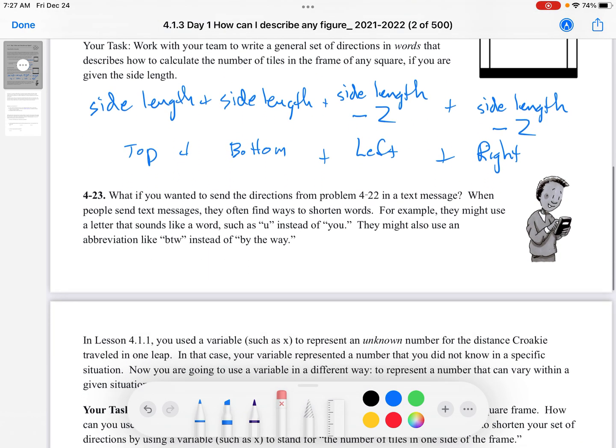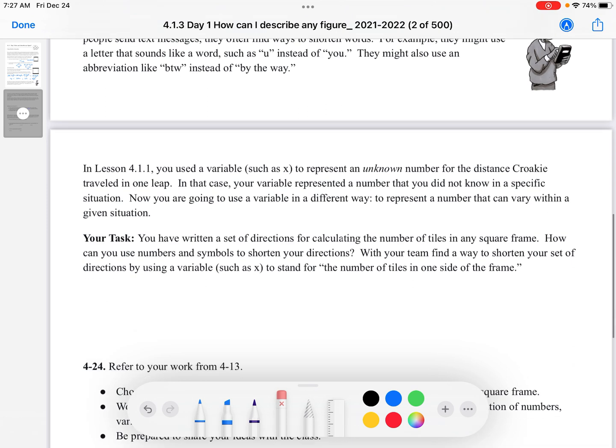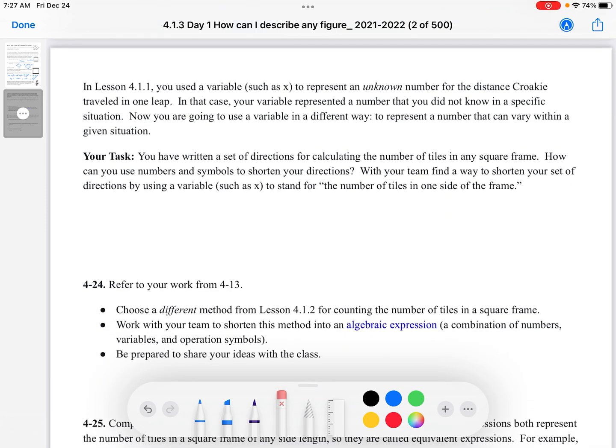So here we go. What if you wanted to send the directions from problem 4-22 in a text message? When people send text messages, they often find ways to shorten words. For example, they might use a letter that sounds like a word, such as u instead of you. They might also use an abbreviation like BTW instead of by the way. In 4-11, you used a variable such as x to represent an unknown number for the distance Croaky traveled in one leap.